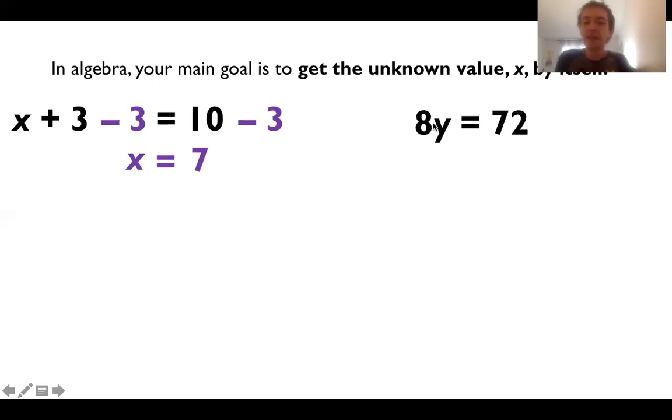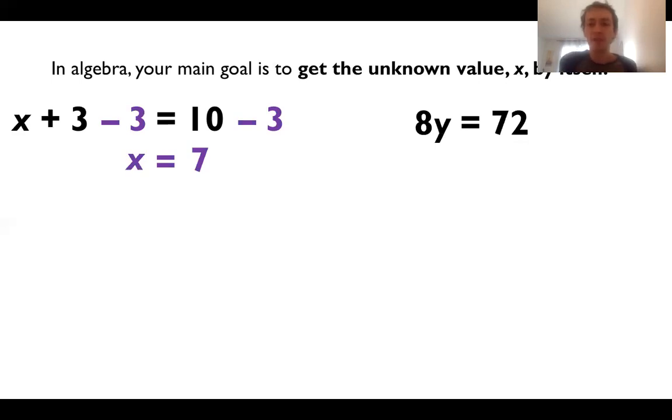Next, this is telling me that I don't know what y is. Some of you can figure this out before doing anything. But 8 times y equals 72. I've got to get the y by itself. And to do that, remember what I said before, you're going to do the opposite of what you see. So 8 times y.